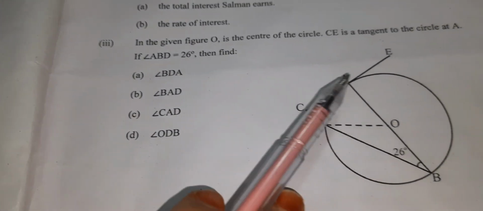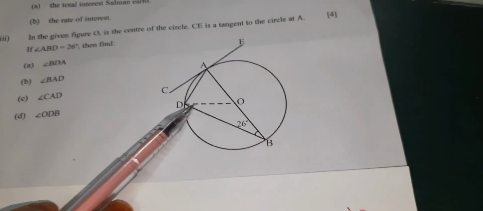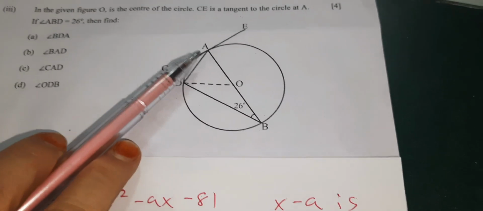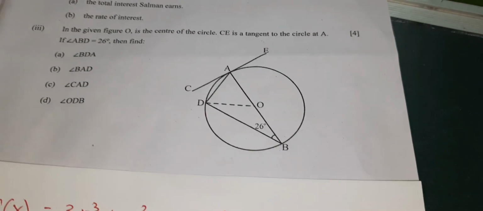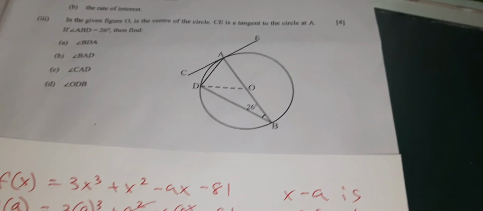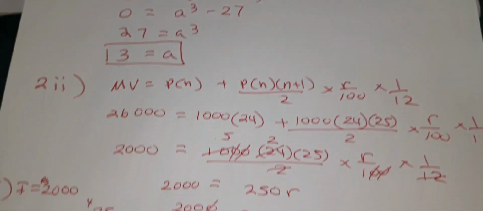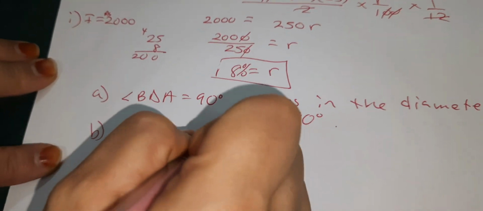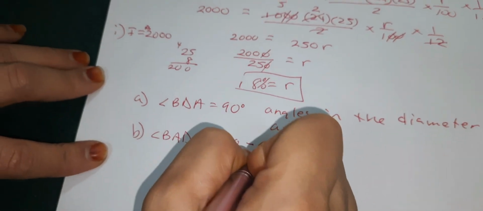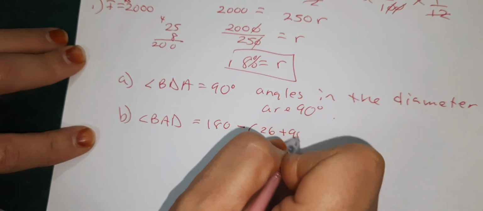BAD here, if this is 90 and this is 26, we can figure out BAD by angle sum property. So simply, BAD is going to be 180 minus the sum of 26 and 90.